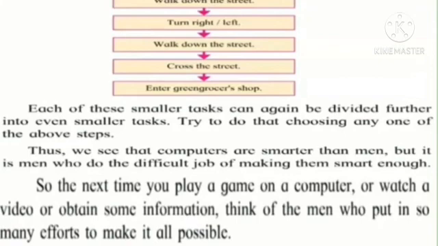Here, designing programs by us human beings will be a little difficult. Thus, we see that computers are smarter than men. But here we have to remember how this computer was made smart. Who is behind that? Yes, human beings are behind the smartness of the computer.